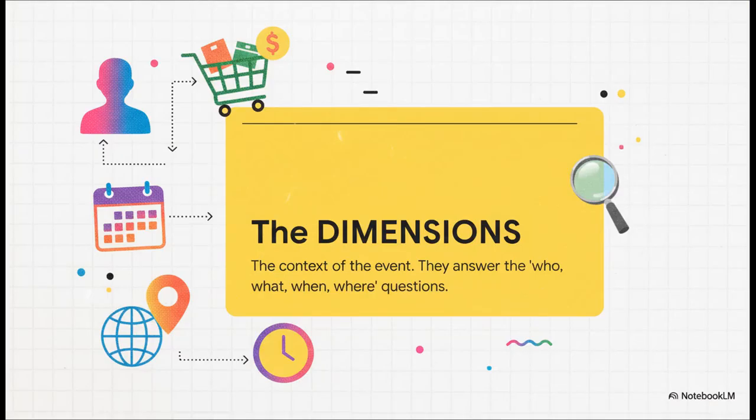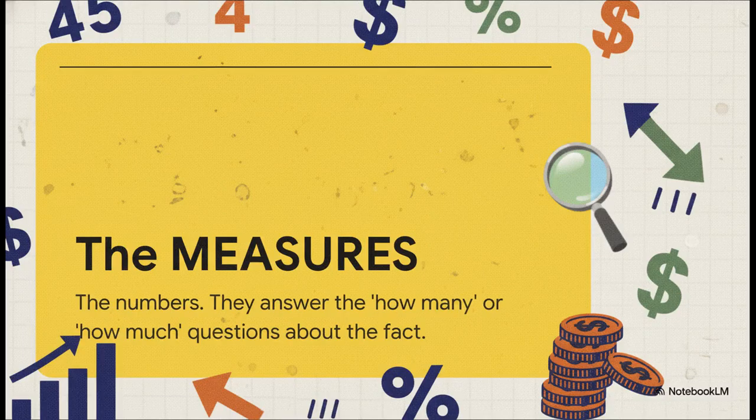Next up are the dimensions. Now, these provide all the contextual details that surround that fact. So if the fact is what happened, the dimensions answer all the other questions: the who, the what, the when, and the where. And finally, we have the measures. These are the numbers. They're the quantifiable numeric properties of the fact. They answer the how many or how much questions.